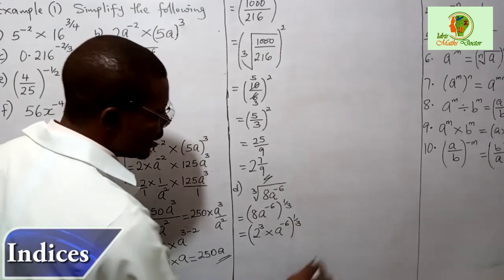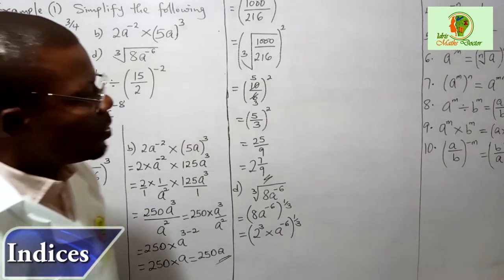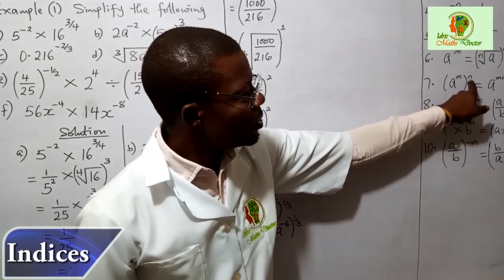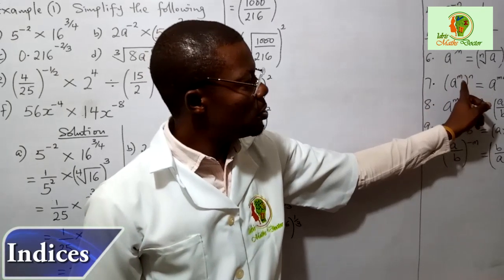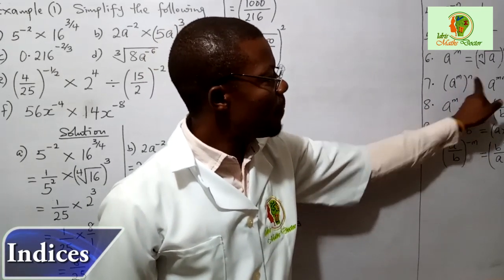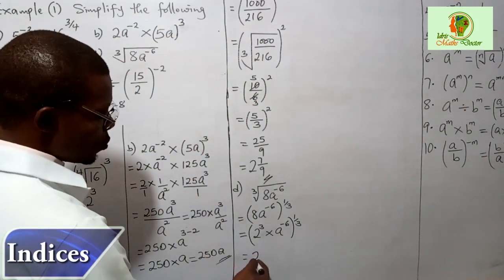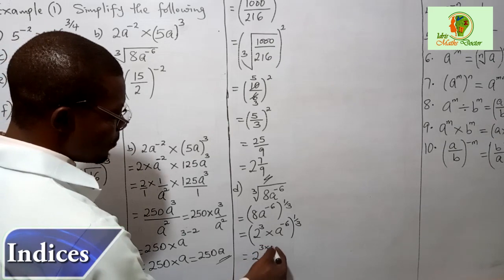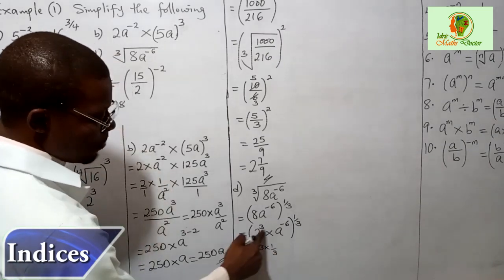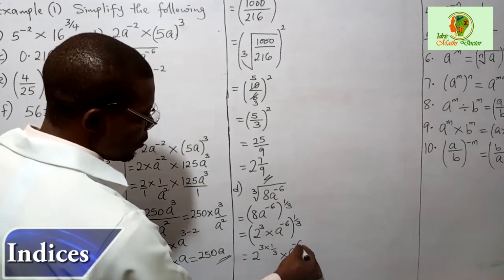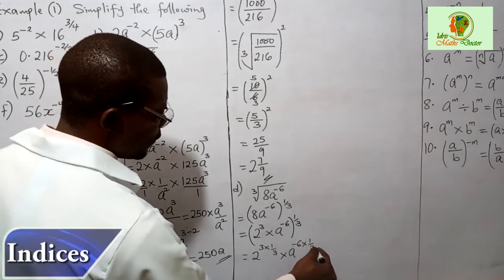1 over 3. Remember, one of the laws states that if you have 2 powers, one inside the bracket and the other one outside, what do you do? You multiply the powers out. So in that case, this becomes what now? 2 raised to power 3 times 1 over 3, this power multiplied by this, times a raised to power minus 6 multiplied by 1 over 3.